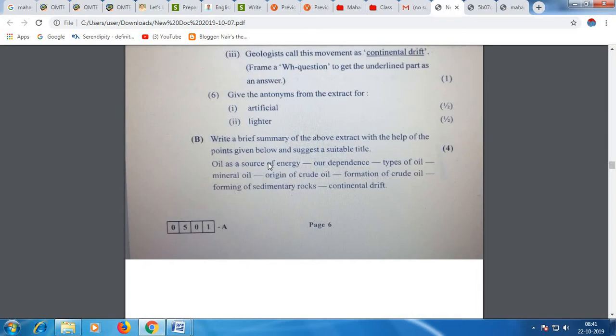The summary is not very tough here, because, as you can see, the question says: write a brief summary of the above extract with the help of the points given below and suggest a suitable title. The points are given, you simply have to use these points to frame your sentences and then give a suitable title for this, and it is of 4 marks, right?